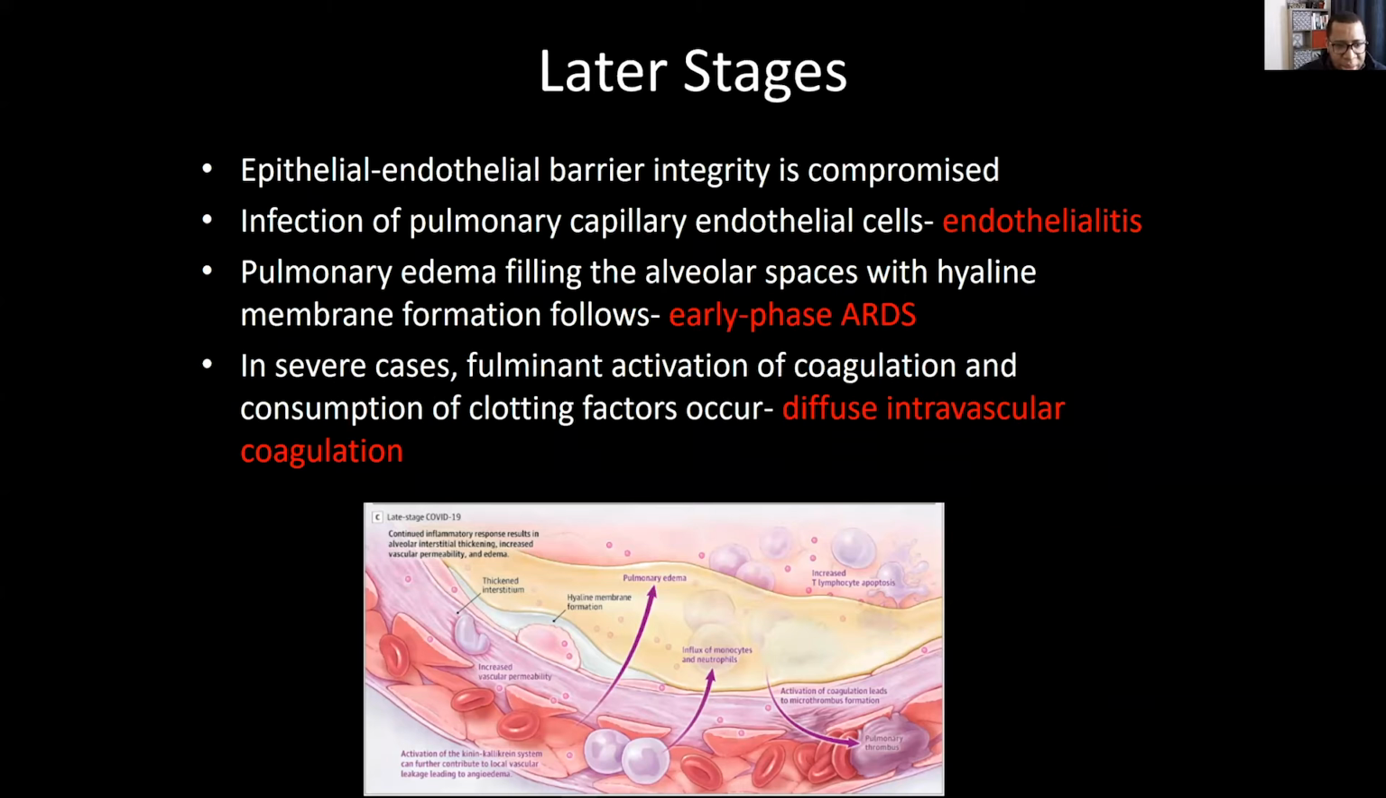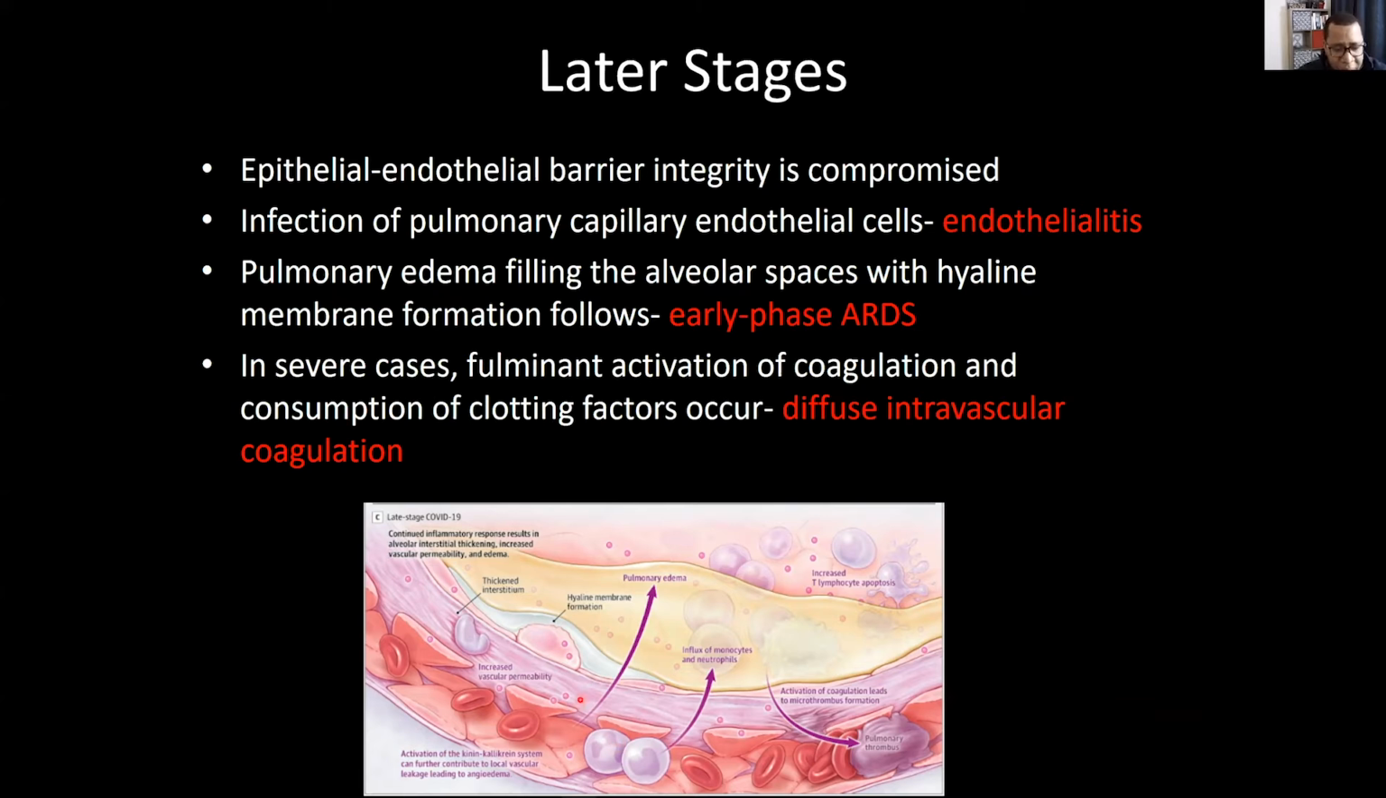As disease progresses, the epithelial-endothelial barrier is compromised, the integrity of the barrier is compromised. We see endotheliitis. So in the lungs, you have the epithelium lining the alveolar space, and you have the endothelium where the capillaries are found, right? So as the virus makes its way through the compromised barrier, it infects the endothelium as well, right? So there's a vascular involvement.